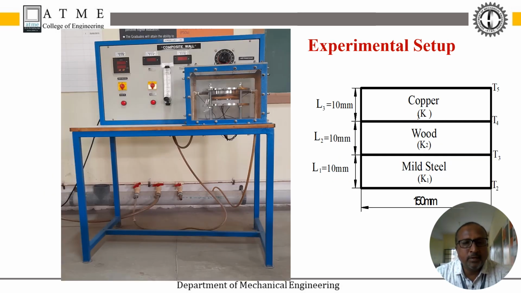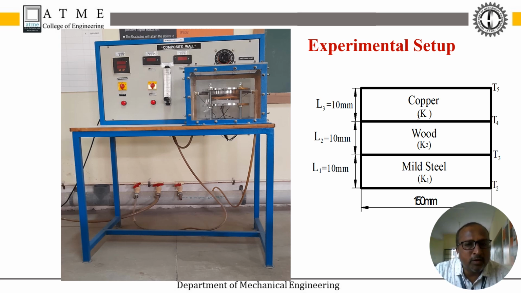Let us see the experimental setup we have here. This is the setup in our lab, and the three different materials I have taken are mild steel, wood and copper. Mild steel is at the bottom, above that we have the wood, and above that the copper. All are circular plates of the same diameter and of some thickness.